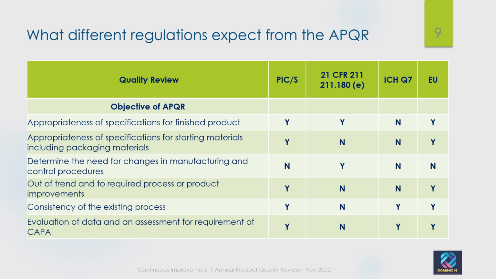Appropriateness to specification for starting materials, packaging materials, and finished product is important. Determining the need for change is important. Out of trend, like I mentioned earlier, it's very important that you trend. Consistency of the existing process, you need to talk about it, you need to trend it. Evaluation of data and assessment for requirements.